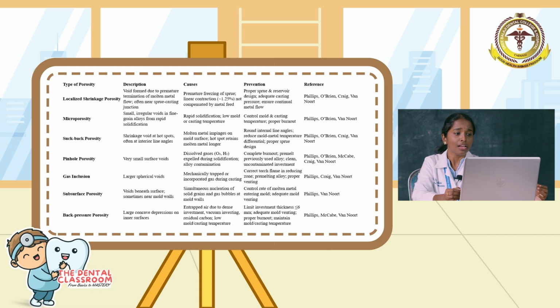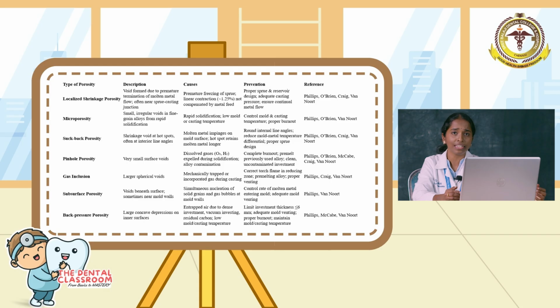Gas inclusion. Large spherical voids, that is mainly due to the mechanically trapped or incorporated gas during casting, that can be prevented by using a correct torch flame in the reducing zone, pre-melting the alloys and proper venting. Coming to the subsurface porosity, these are the voids beneath the surface. This is due to the simultaneous nucleation of the solid grains and the gas bubbles at the mold walls, that can be prevented by a controlled rate of molten metal entering the mold and adequate mold venting.